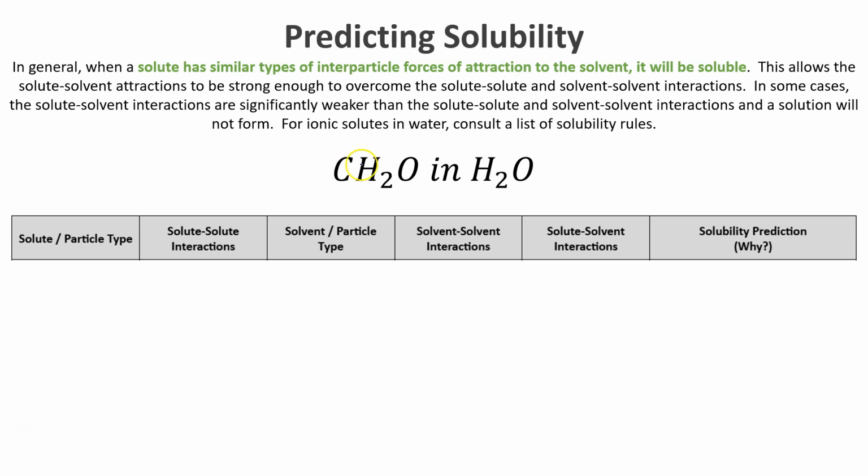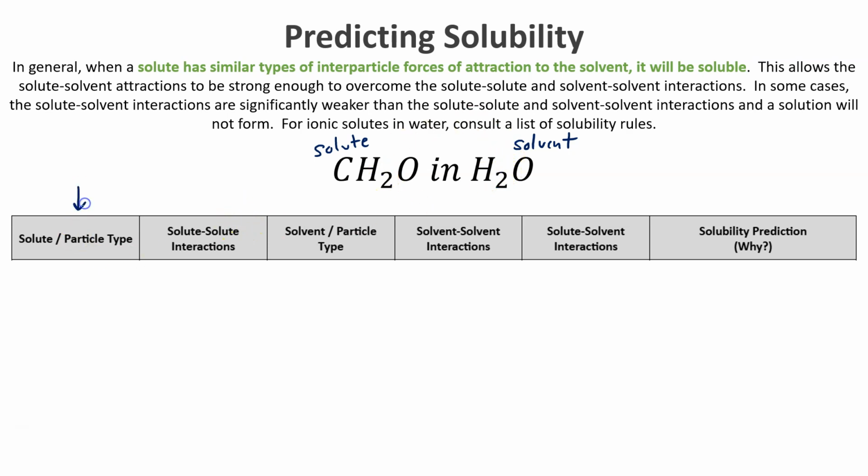We're going to look at CH2O in water. To be specific, in this video, CH2O is commonly known as formaldehyde, and we're going to try to predict, will this be soluble in water? Why or why not? As we get started, let's first clarify that CH2O is the solute and H2O is the solvent. And I know that based on the way this is written, CH2O in H2O implies that the formaldehyde is potentially dissolving in water.